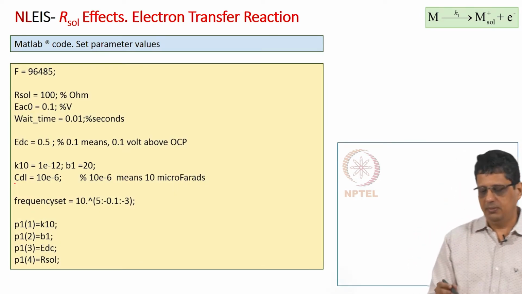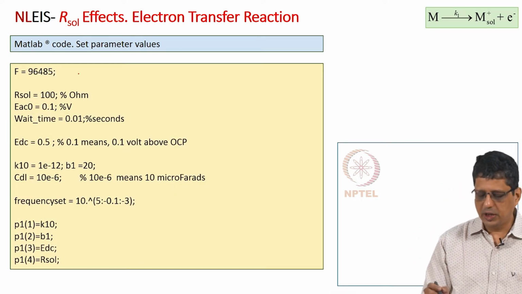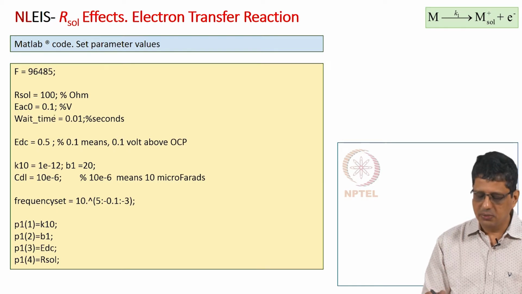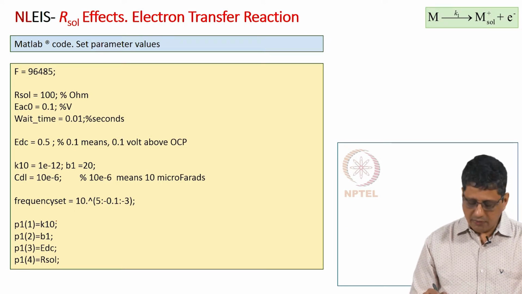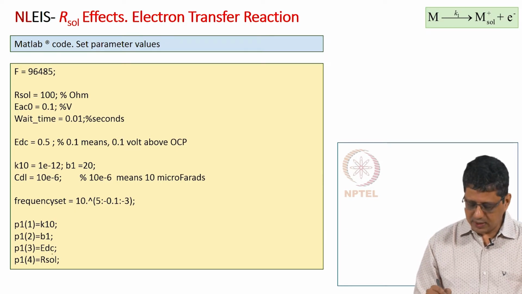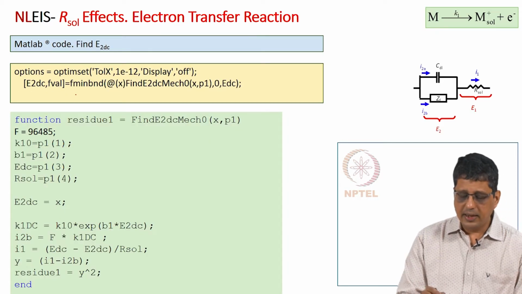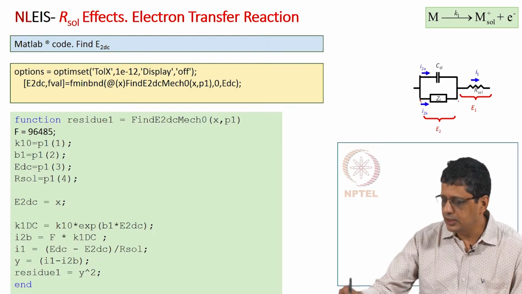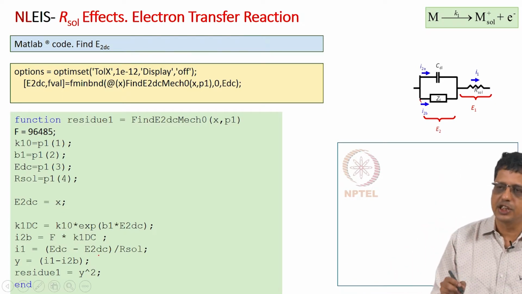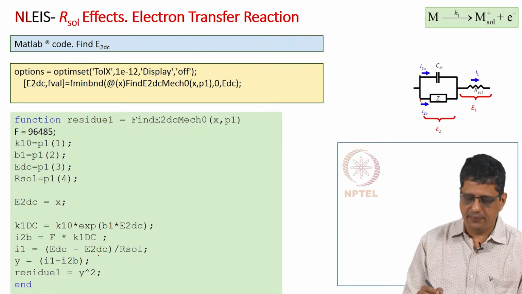So, as an example, 100 ohm solution resistance, EAC 0 is 100 millivolts, we can say wait time is 10 millisecond, we apply a DC potential, we set the kinetic parameter values and set the frequency range. We want to pass the kinetic parameter values as a vector, and then first find the DC potential occurring across this interface, and we need to give that as the initial value for the integration. Okay.